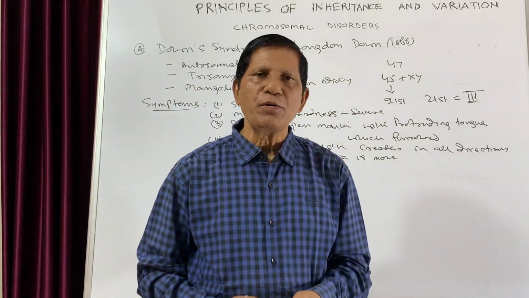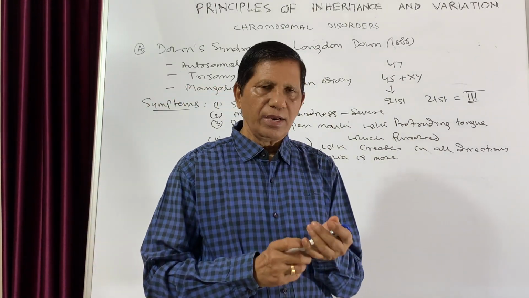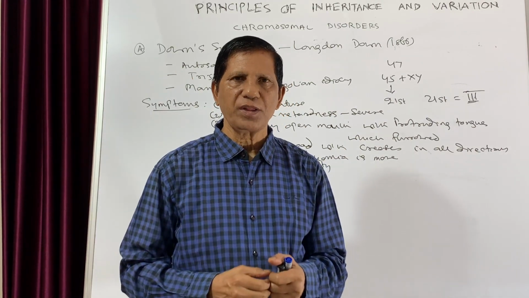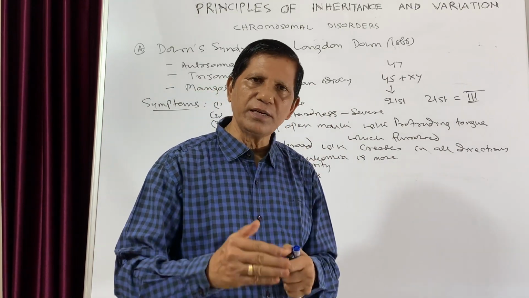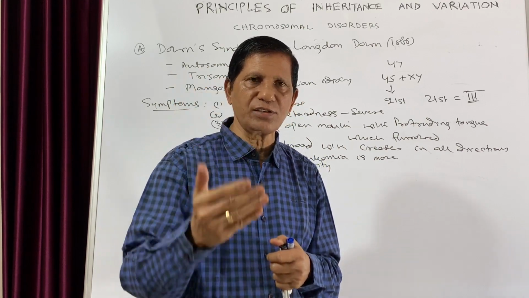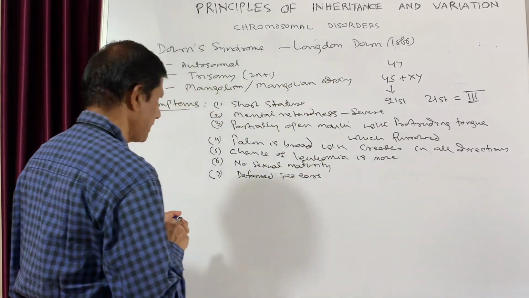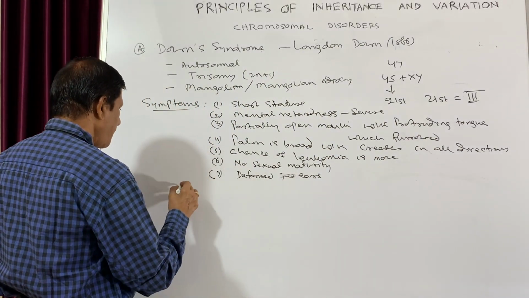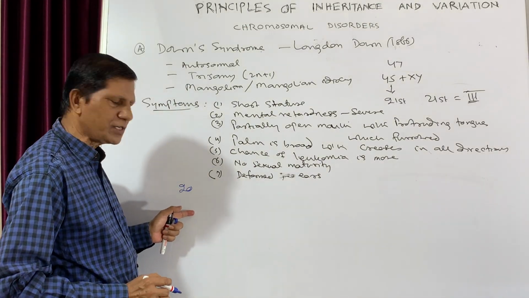Now another important point with respect to Down syndrome is that when the age of the mother increases, the chance of Down syndrome also increases. That means the probability of Down syndrome increases with the age of the mother. Let us give some examples. Suppose at the age of 20, the mother gives birth to a child.